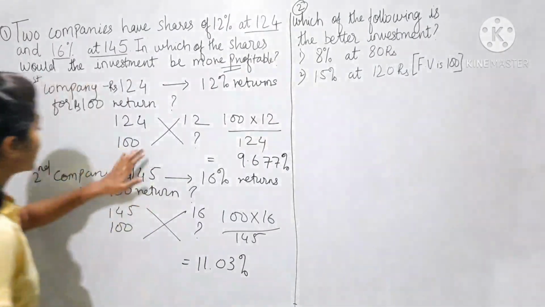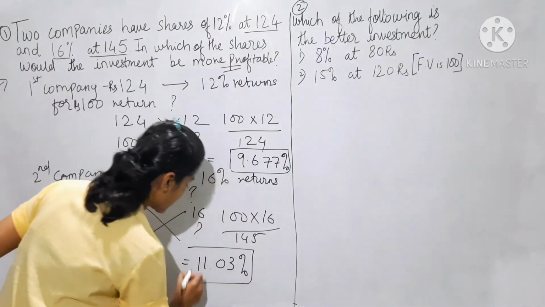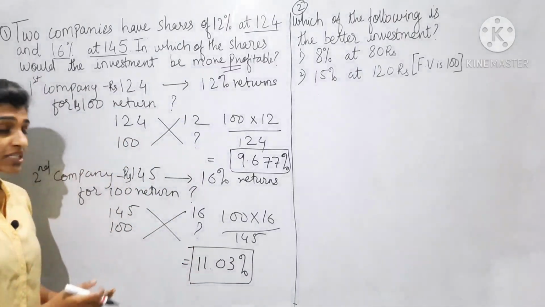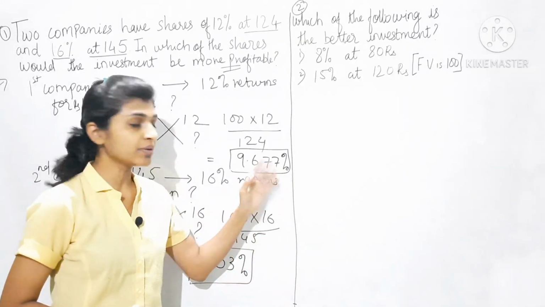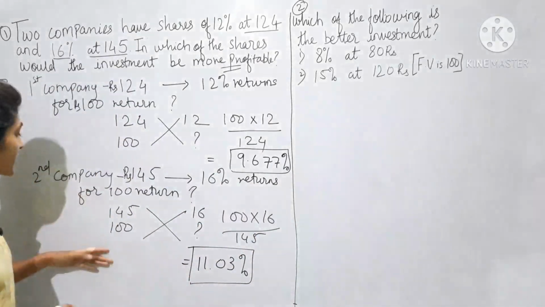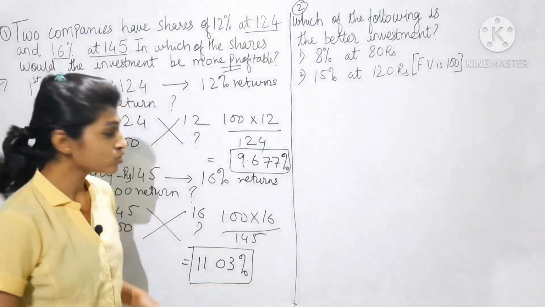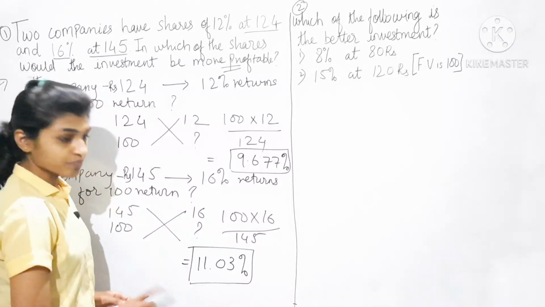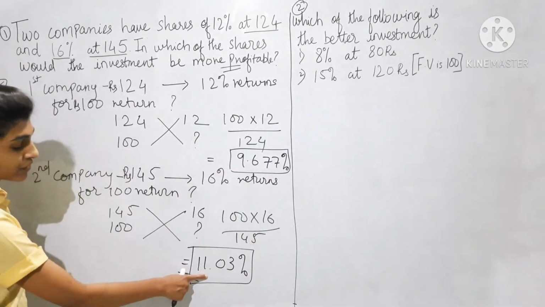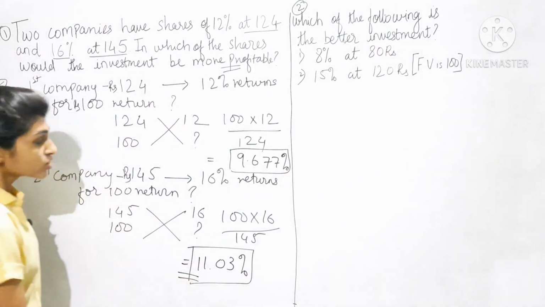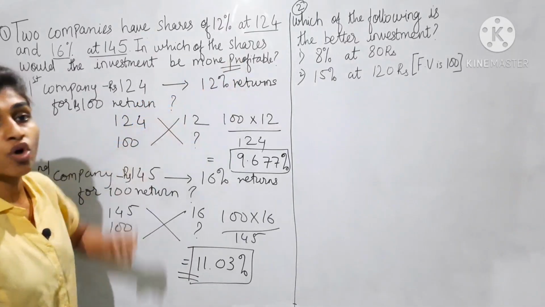Now which investment is more, first company or second company? If we invest in the first company, how much return will we get? 9.67%. If we invest in the second company, how much return are we going to get? 11.03%. So which return is greater? Obviously the second company's investment, the return is greater. So therefore the second company investment will be more profitable.